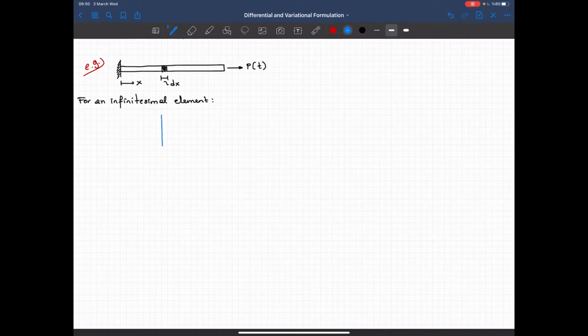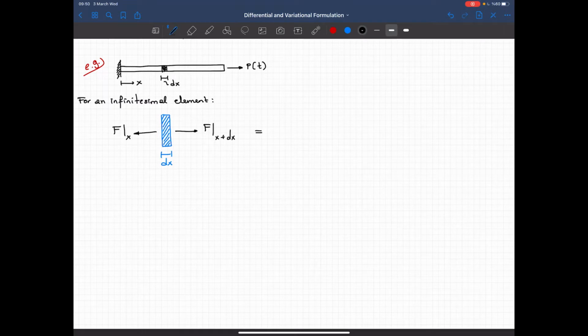So let's show the element. Let's exaggerate its size. So this is our differential element whose length is equal to dx. This is the smallest possible element for this structure. Now on one side I have f at x, and on the other side I have again a force, an axial force, and this is at x plus dx.